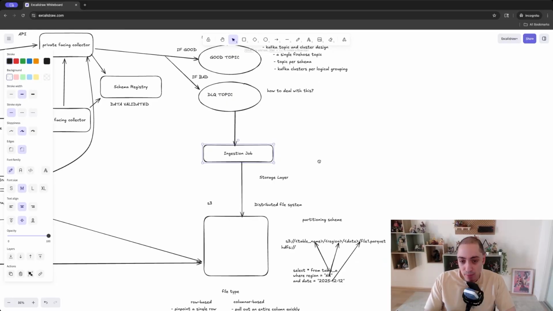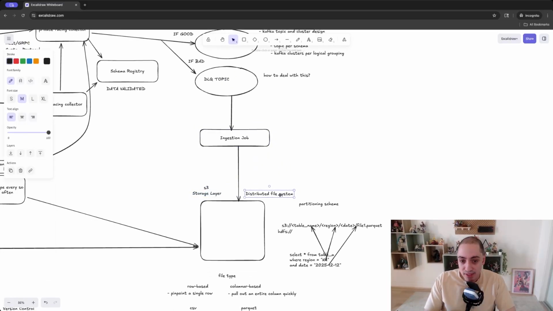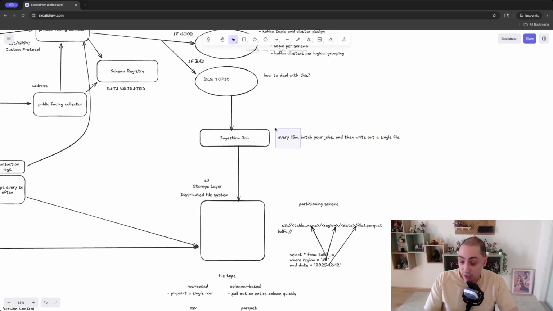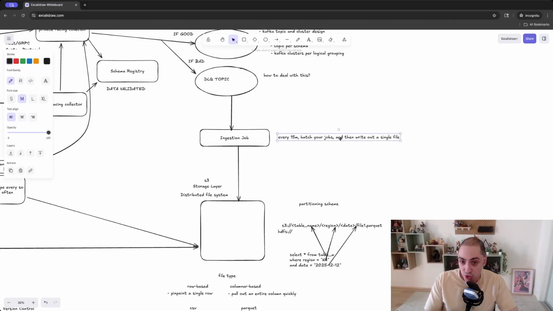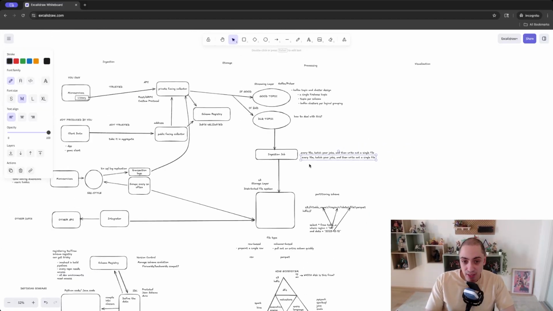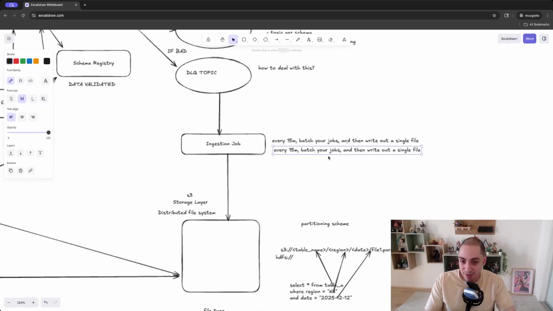In terms of your ingestion job, there are a lot of ways to do this. One option is, let's say every 15 minutes, batch your jobs and then write out a single file. If you do it this way, and I've done this in the past, obviously that means you won't get your data until after 15 minutes from the point of ingestion. But in a lot of situations, this is fine. You don't need anything quicker than that. If we start getting into the real-time world, a lot of things change, and I'm not going to get into that in this architecture. But that's an option, for example.